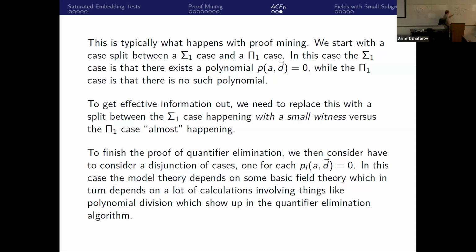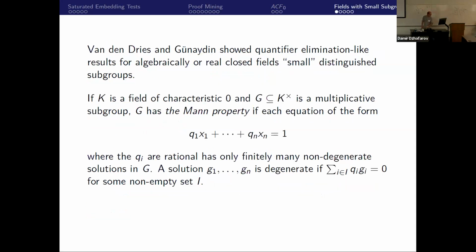And this is where the hard part, where the proof mining machinery really comes into play. It's figuring out how to take these non-computable case splits and turn them into things that are computable. This gets much harder when these are not sigma 1 versus pi 1, but like sigma 3 versus pi 3, and then figuring out how to redivide it computably against each other.